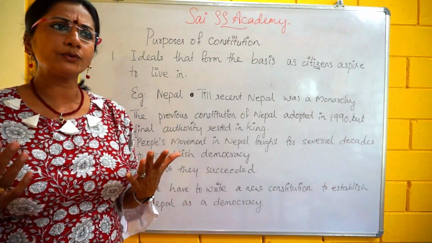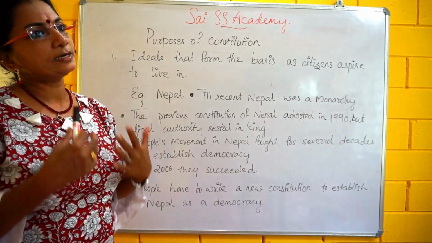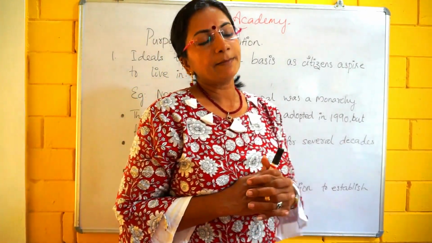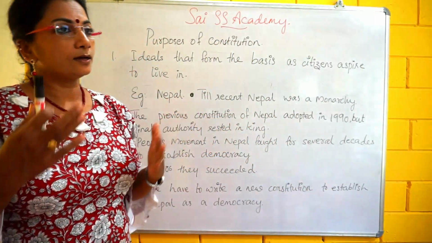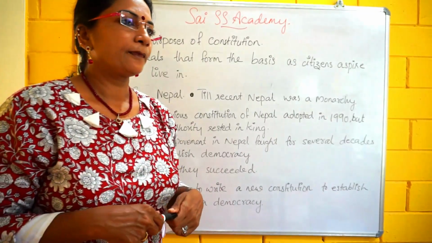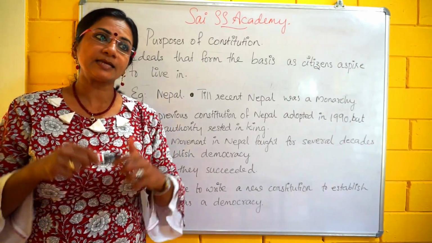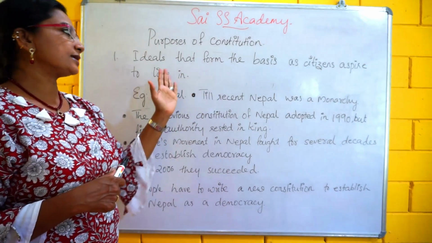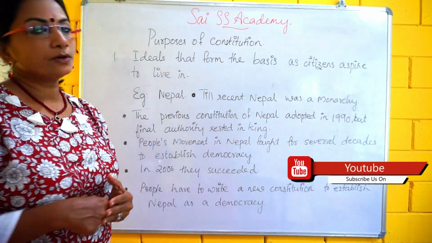Why do they have to write new rules? Because the previous constitution does not reflect the ideals of the country that they want Nepal to be. They did not have any ideals in their former constitution. That is why they want to write a new constitution. Now you got the point. These are the ideals that form the basis of the society citizens aspire to live in. Isn't it, children? Yes. So, next point.